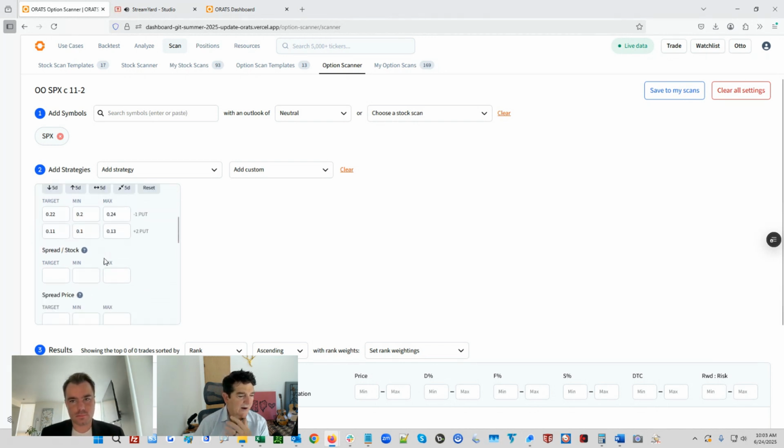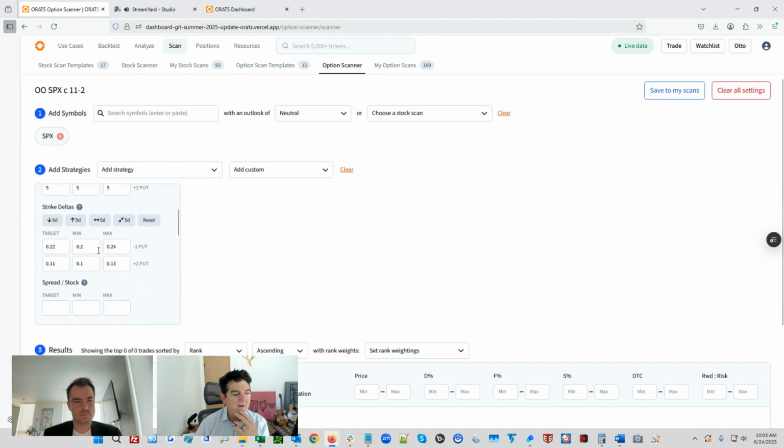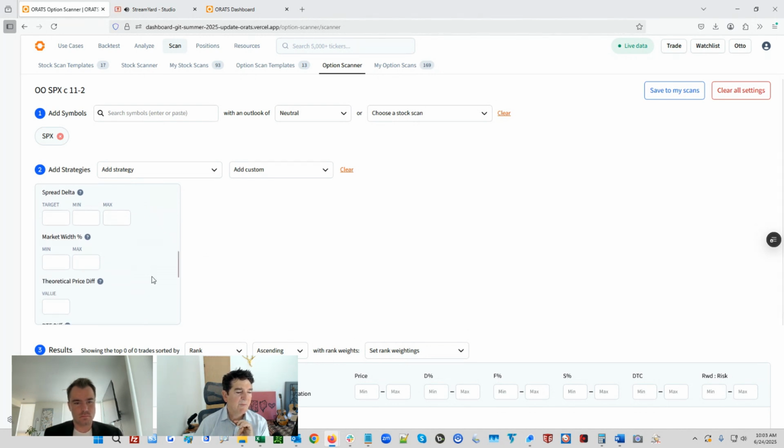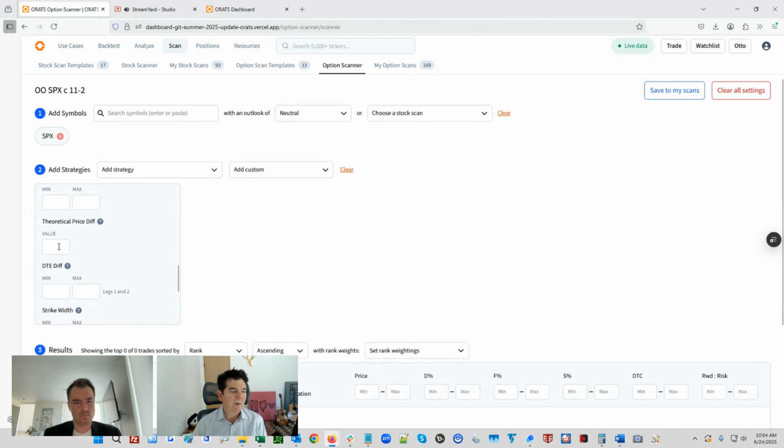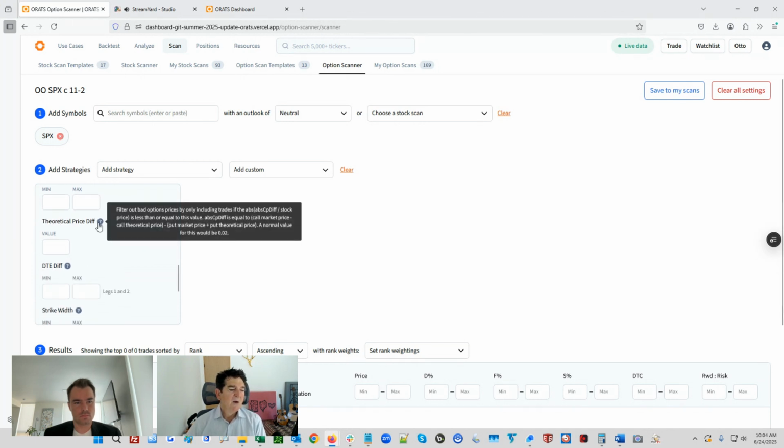to trade it at. So you might have delta ranges in your strike deltas here, but then you would say, well, I want my spread delta to be this, even though those are the constraints above. And you can also set how wide the market is. This is an important one where you probably don't want to trade things over 1% or 2% or something. And then there's also a theoretical price difference.